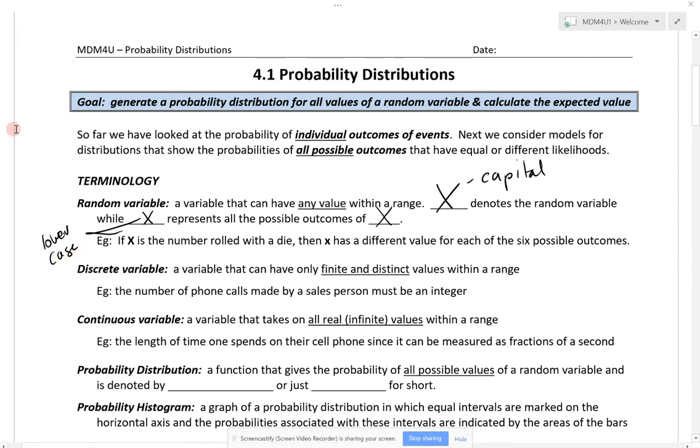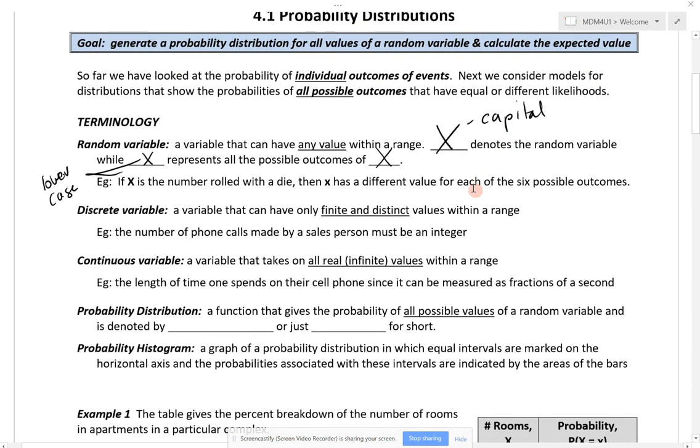Now, if the random variable is a number rolled with a die, as an example, then the x will have a different value for each of the 6 possible outcomes. That would mean capital X could be 1, 2, 3, 4, 5, 6, and the lowercase x would represent the value for each outcome.